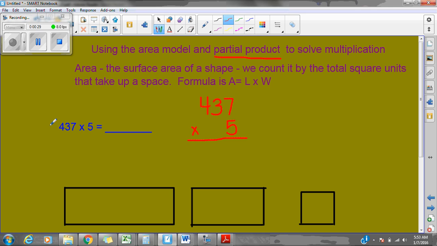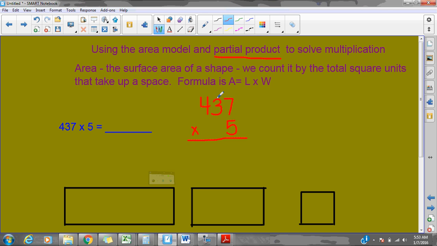The first thing we want to do is multiply our ones, 7 ones times 5. We know that that is 35. We write 35, which is 3 tens and 5 ones. And then we have 3 tens, which is 30, times 5. We know that 3 times 5 is 15, and 3 tens times 5 is 15 tens, or 150.